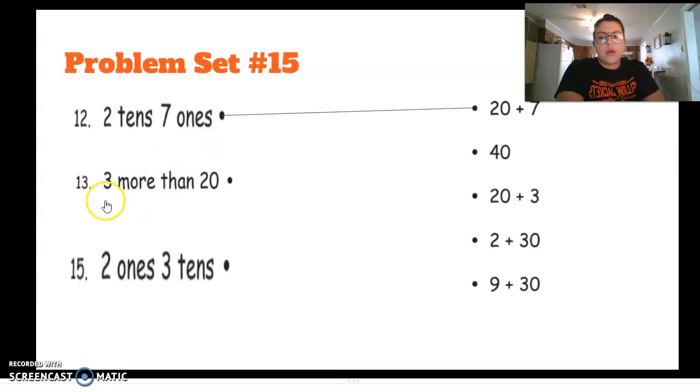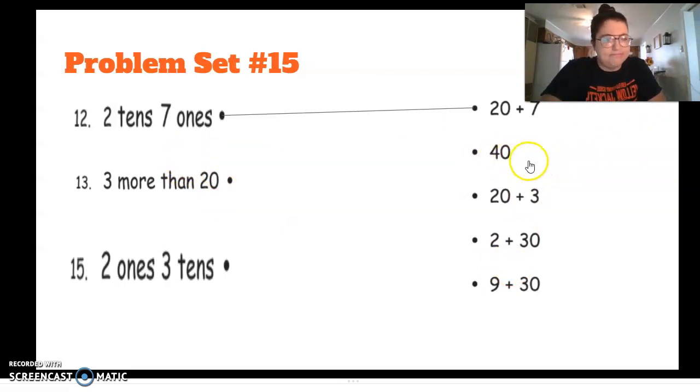Okay, 3 more than 20. So if we have the number 20 and we want 3 more, would we be adding or subtracting? We'd be adding. That's right, because if it said less than, then we'd be subtracting. So it says 3 more. So adding 3 to 20. So let's look for our addition sentence that would match 3 more than 20.